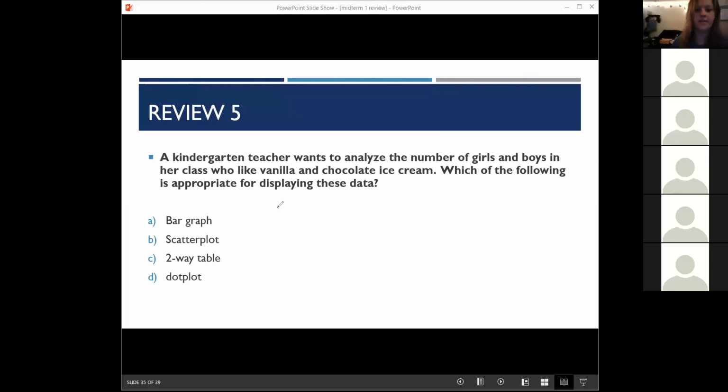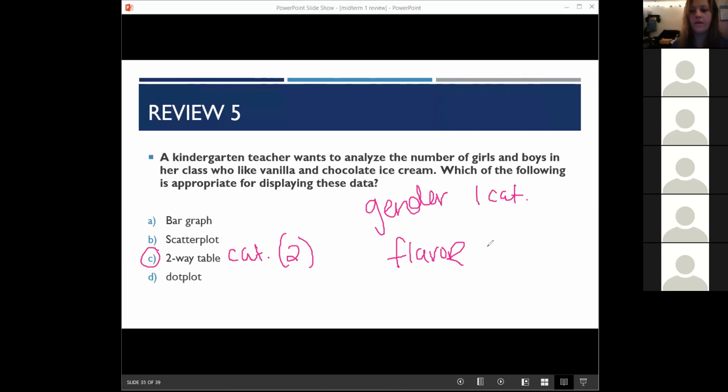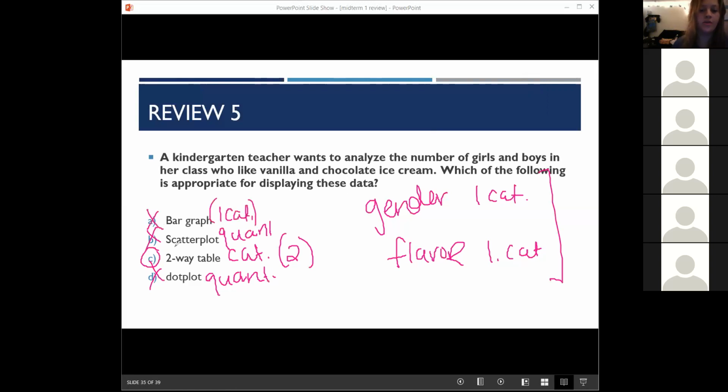All right, yep, great job, guys. Absolutely. So our answer is C here, because this is the one where we have categorical variables, but we have two of them. Here we have gender, which is our one categorical, and then we have flavor of ice cream, which is going to be our other categorical. So since we have two, that's going to be our two-way table here. Scatter plot and dot plot are for quantitative, so that's a no-go. And then bar graph is okay, but that's only for one categorical, and we're looking for two. So our answer is C. Yay, good job.